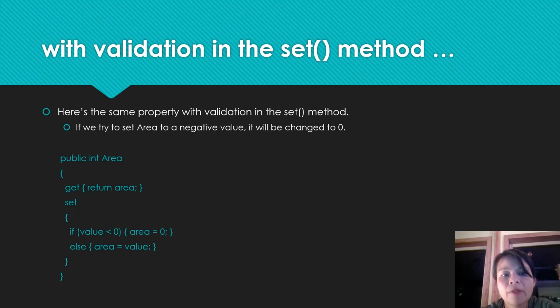Now let's take a look at the validation in the set method. Here's the same property with validation in the set method. So there it is. Here's the set method, and we have validation in there.